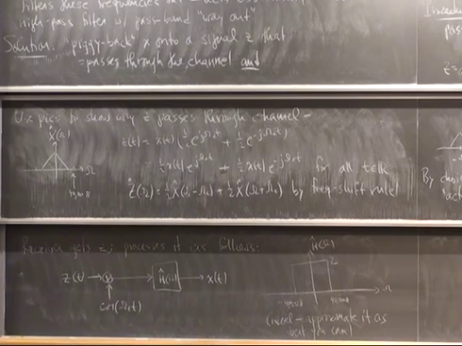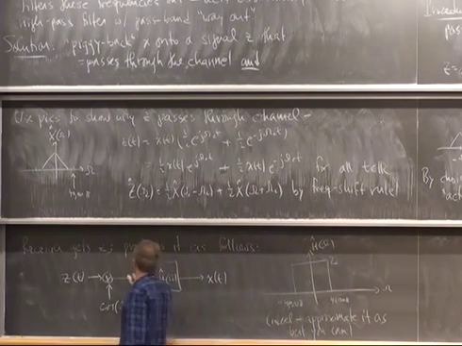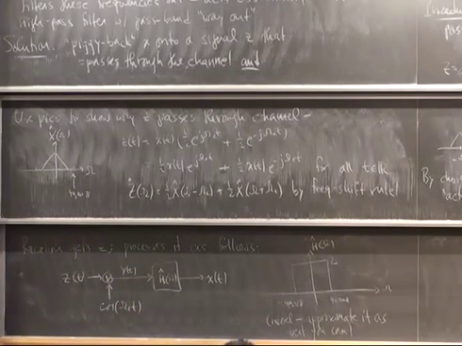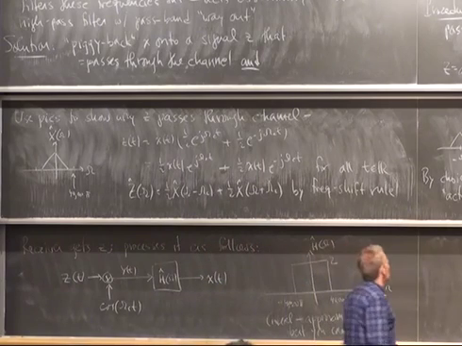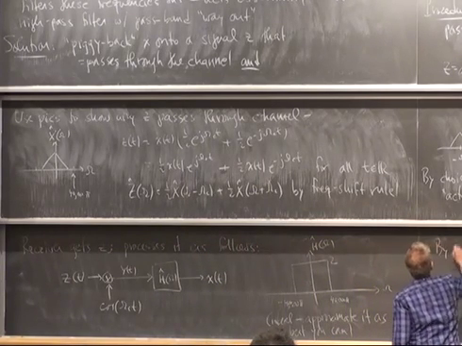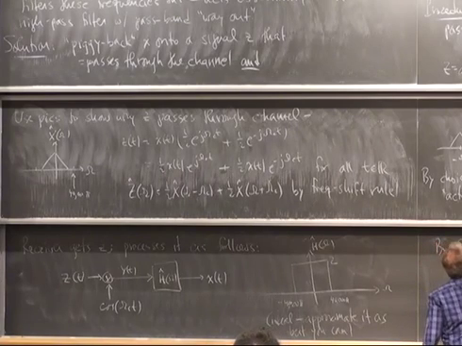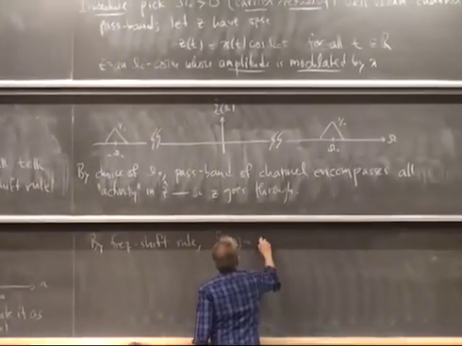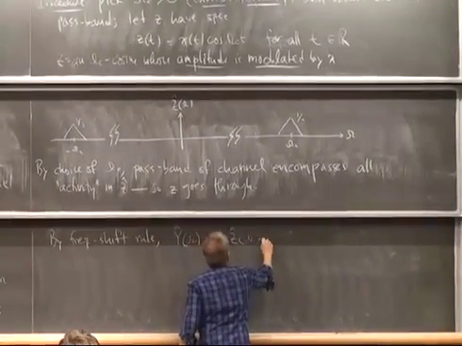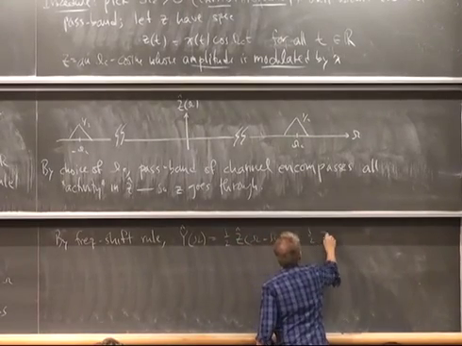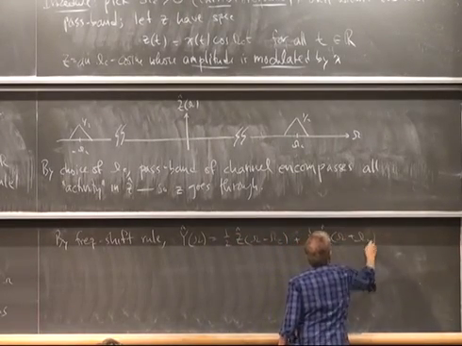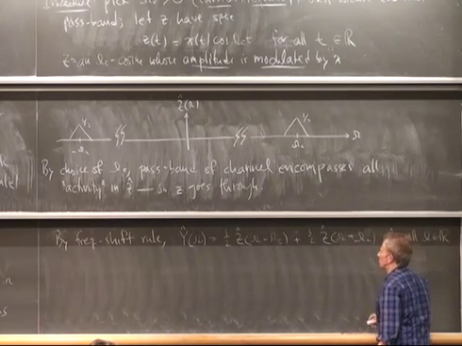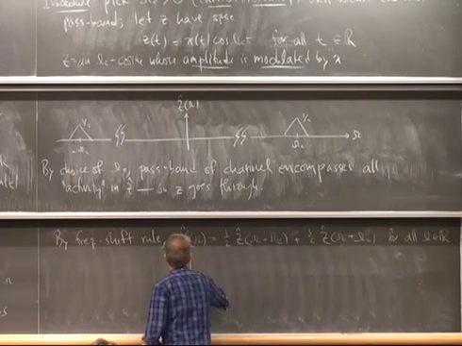Let's give a name to this intermediate signal. Let's call it y of t. What does y look like spectral-wise? Again, by the frequency shift rule, y hat of omega is equal to 1/2 z hat of omega minus omega_c plus 1/2 z hat of omega plus omega_c for all omega. So this is what y hat of omega looks like.